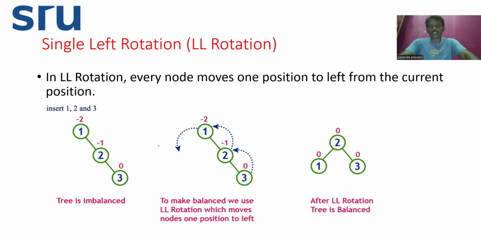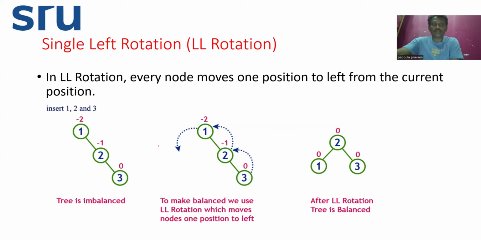Now, single rotations. How many single rotations do we have? Two single rotations: one is the left rotation, the other is the right rotation. Double rotations, how many? Two types: one is the left-right rotation and the other is the right-left rotation. First we will complete the single rotations.